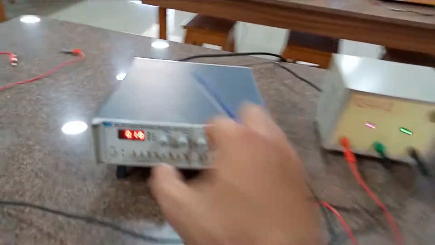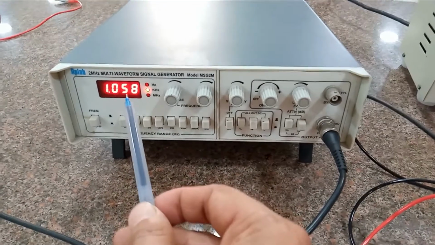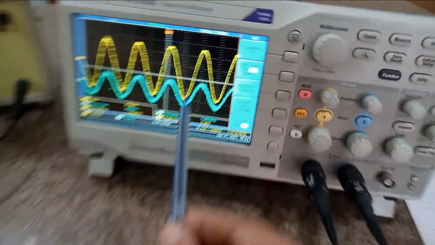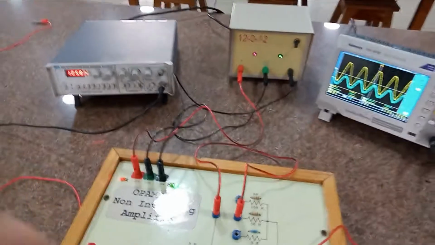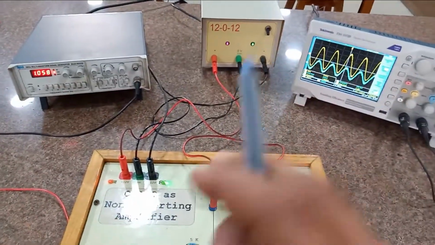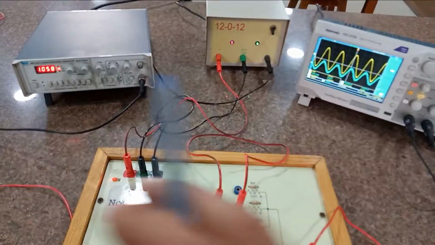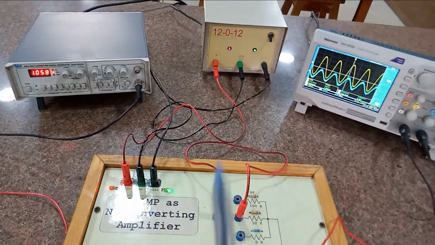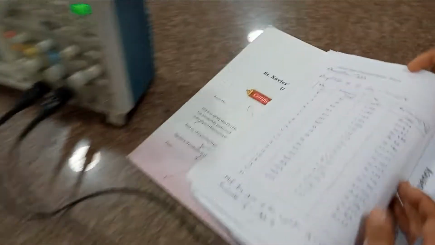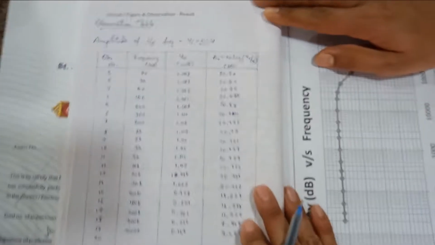Now in practice, what you have to do is change this frequency value and note down this output peak to peak voltage, so that you measure the output peak to peak voltage with respect to change in different frequency. Now I will show you some of the readings which have been previously taken, right?